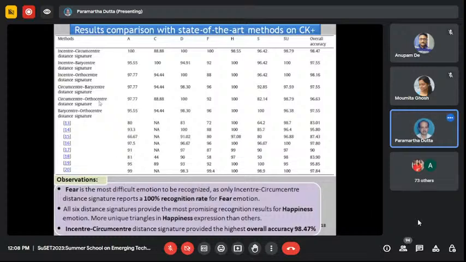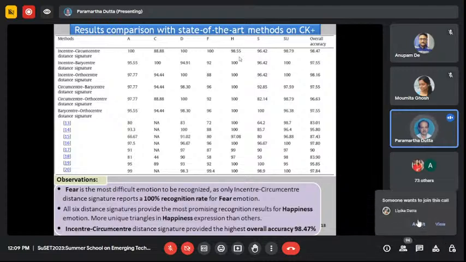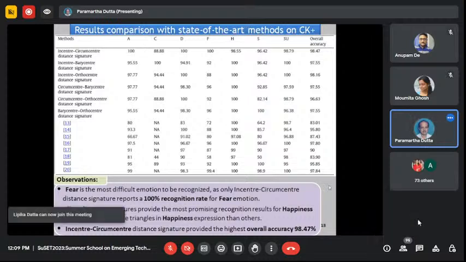Now these are the reportings. The top portion is the reporting of how our classifier worked, vis-a-vis these existing contemporary methods, which are basically the state of the art, the works of other researchers. So this is a synoptic view of the comparative performance.